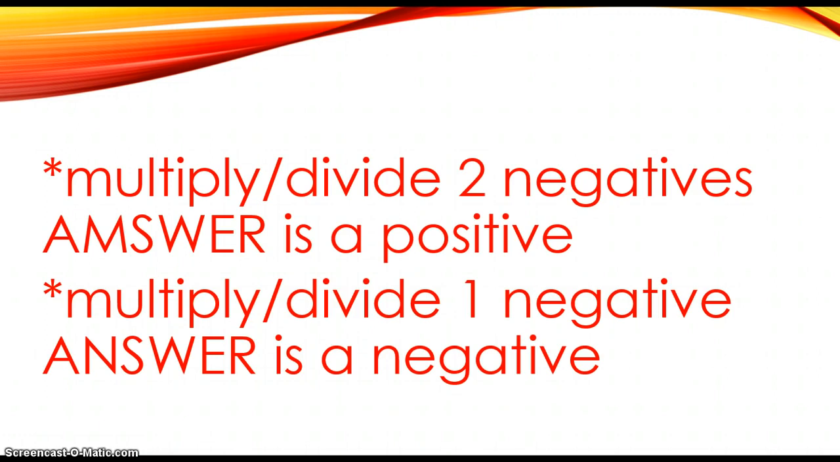These are the rules for multiplying and dividing negative and positive integers. You may memorize the rules, use the triangle, or both. The first one, if you're going to multiply or divide two negative numbers, the answer is always, always, always a positive. However, if you're only multiplying or dividing with one negative number, the answer is going to be a negative.